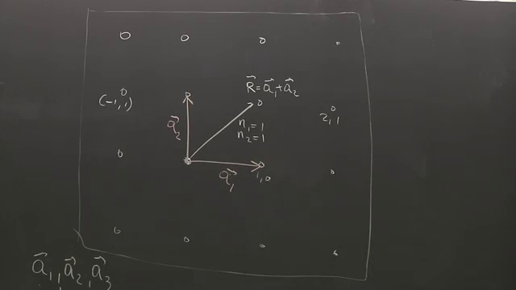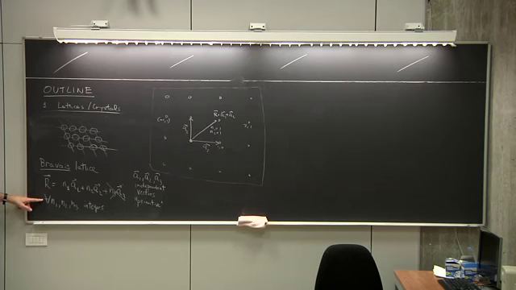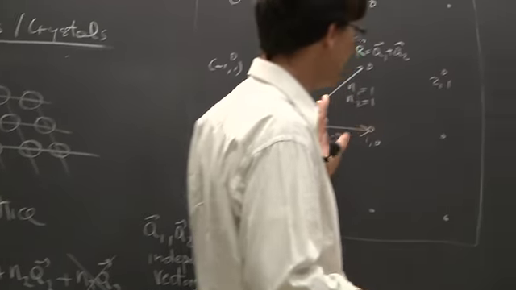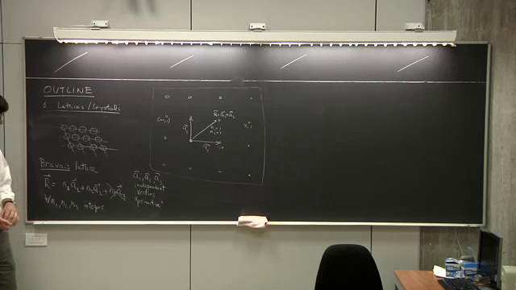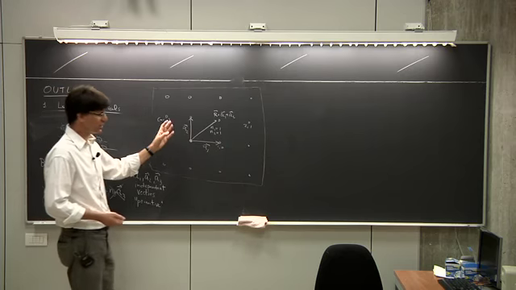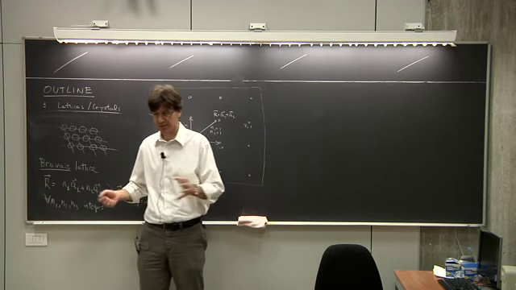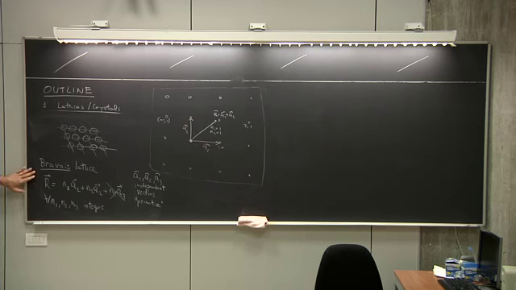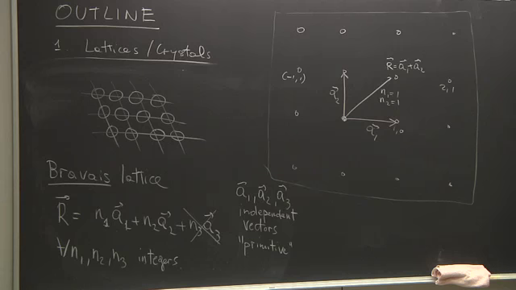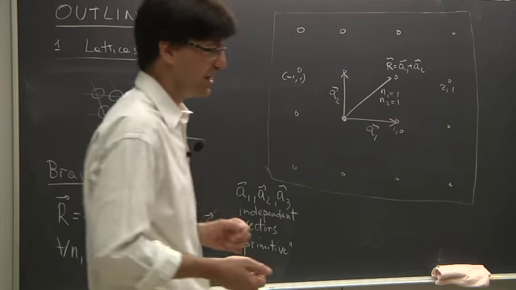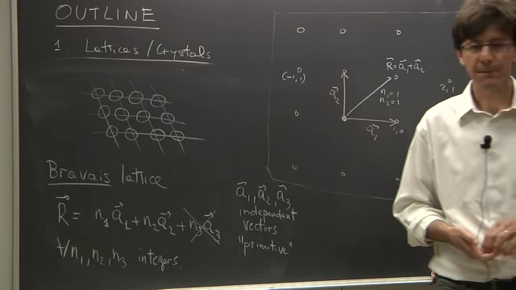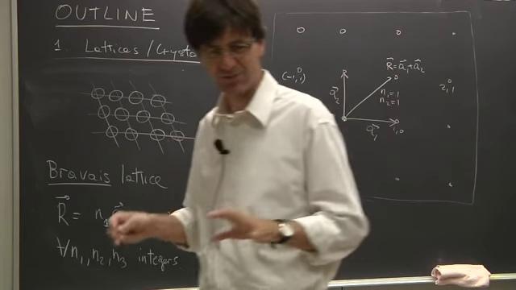No, because here I'm saying for all n1, n2, and n3, right? So I cannot stop. Whatever choice of the primitive vectors I make, I need to include infinitely many points. I cannot stop myself somewhere. I have to consider infinitely many points. Okay? So a finite system is certainly not going to be described by a Bravais lattice. It has to be infinitely big, obviously. But if we use periodic boundary conditions? We'll come back to that later on.